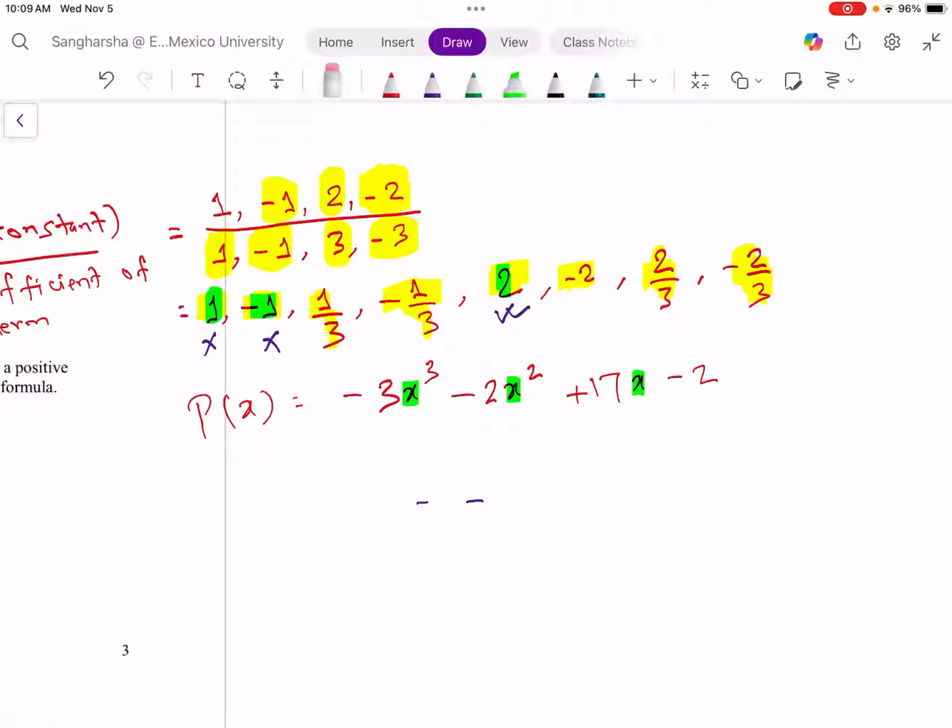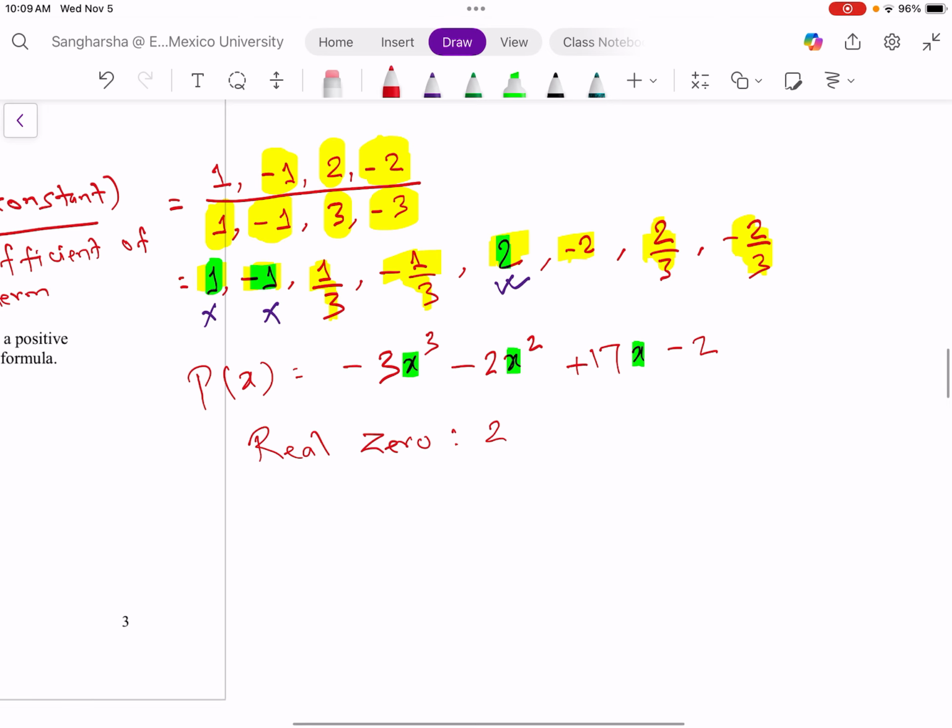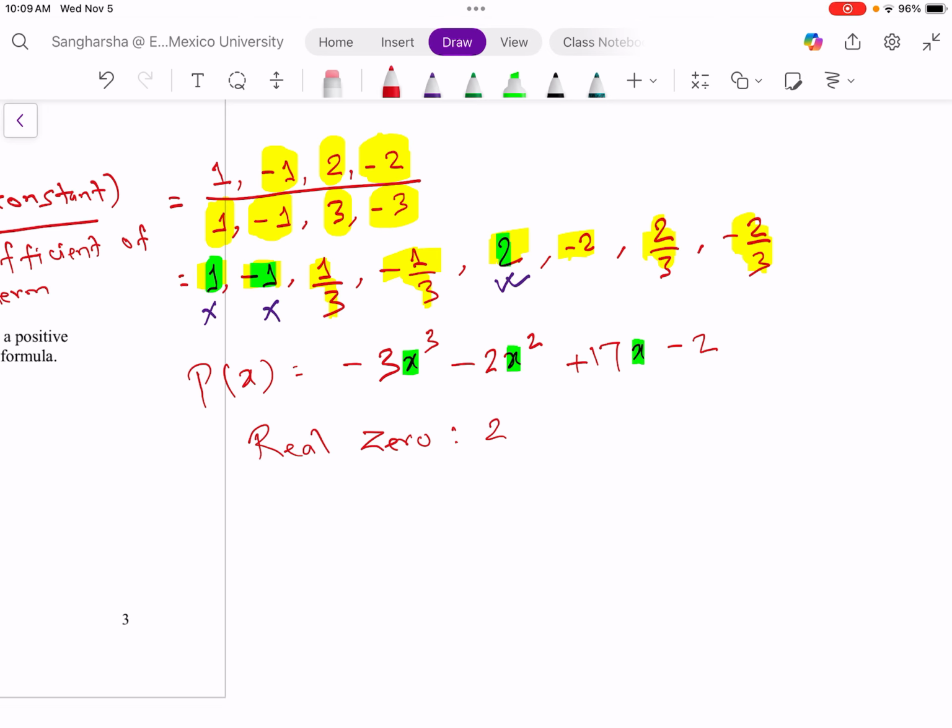Okay. So we know the real 0 is 2. Now, to find the remaining real 0, you can check for negative 2, 2 over 3, negative 2 over 3, 1 over 3, negative 1 over 3. But you may get other numbers as a real 0, or you may not. So here we will use synthetic division. We will factorize this polynomial function, and once we have our polynomial function in factor form, it is really easy to find the real 0. Now, to factorize this, we use synthetic division.